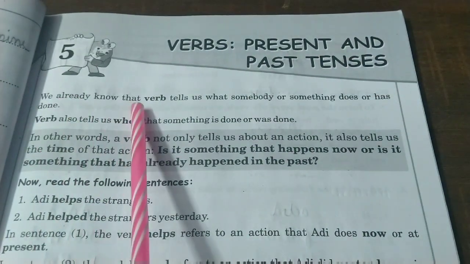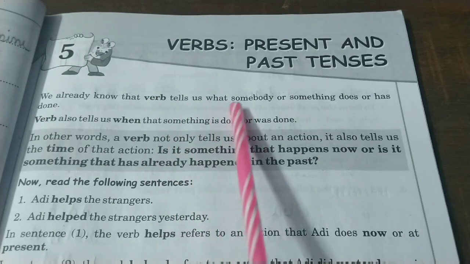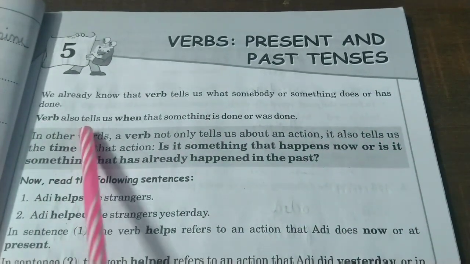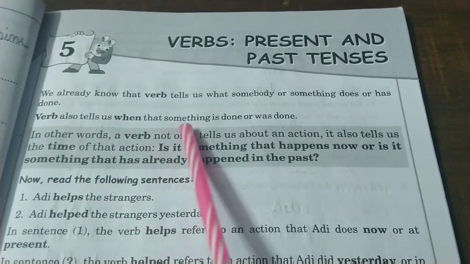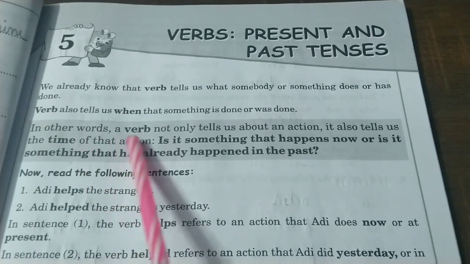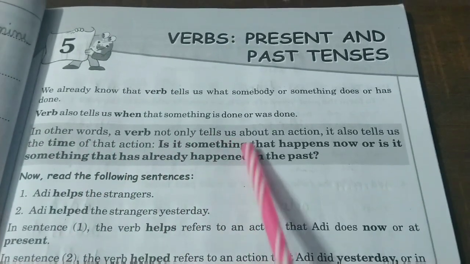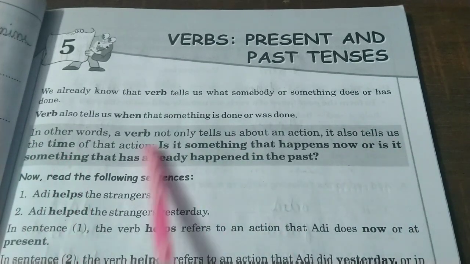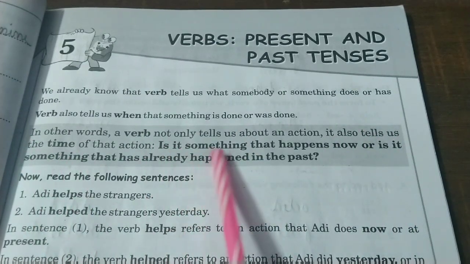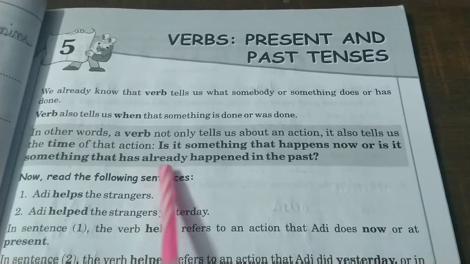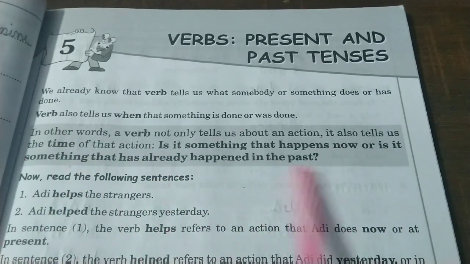We already know that a verb tells us what somebody or something does or has done. A verb also tells us when something is done or was done. In other words, a verb not only tells us about an action, it also tells us the time of the action. Is it something that happens now or is it something that has already happened in the past?